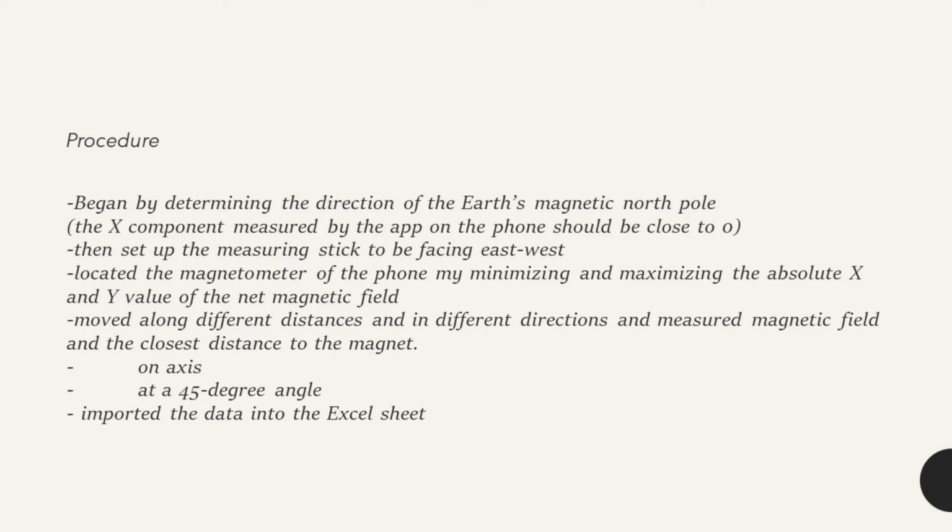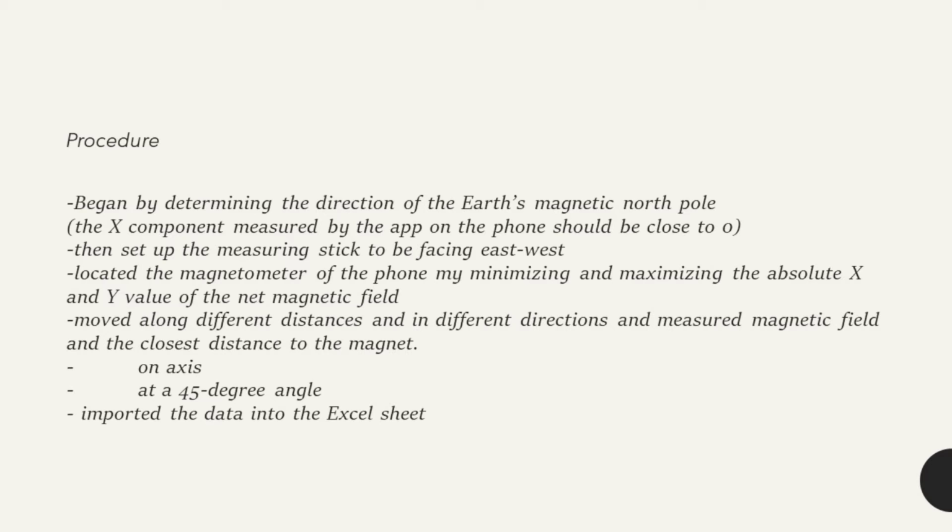After that, we located the magnetometer on our phone by minimizing and maximizing the absolute x and y values shown on the phone screen of the net magnetic field. Then we moved the phone along different distances and in different directions and measured the net magnetic field at the closest distance to the magnet on axis and at a 45-degree angle. Then we imported the data into an Excel sheet and took an average of those magnetic fields.